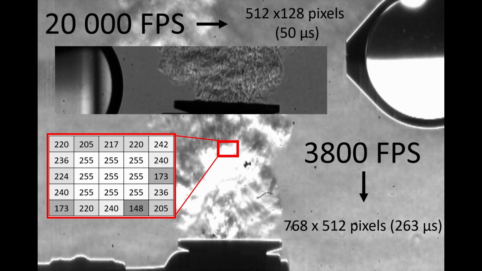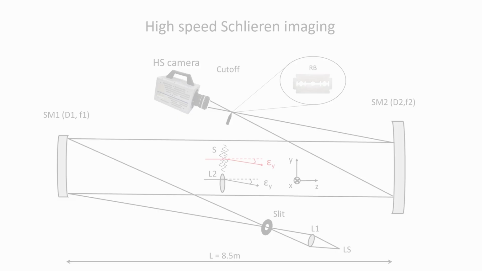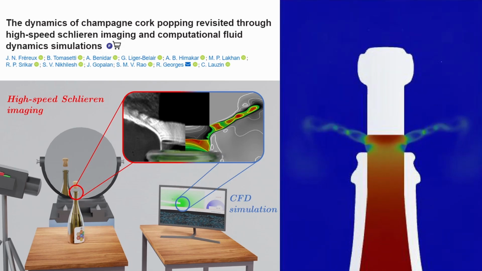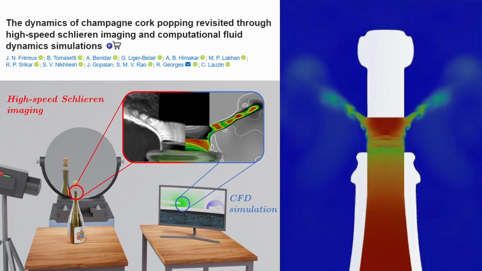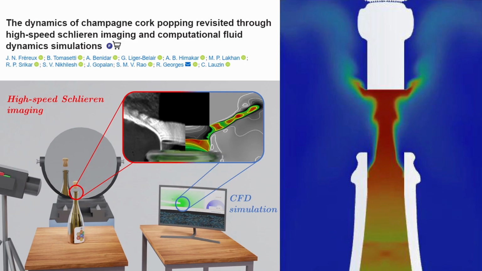These images are not recorded directly but indirectly with what is called a Schlieren optical system. Shortly, this system increases the perception of the density changes in the air. I invite you to go check a scientific paper we wrote about the dynamics of the cork popping event. This nice collaboration compares high-speed images to CFD simulations.